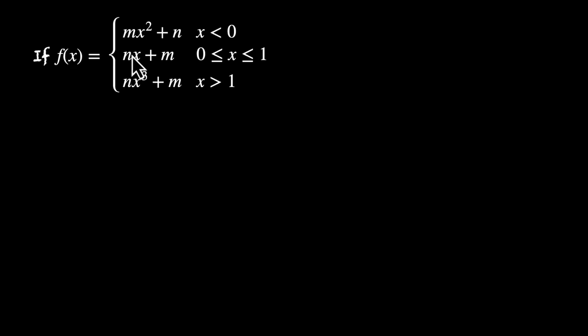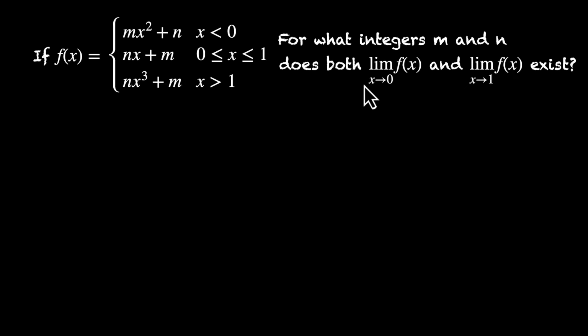Let's solve one last problem. If f(x) is defined as this: mx square plus n when x is less than 0, nx plus m when x is between 0 and 1, and nx cube plus m when x is greater than 1. Now for what integers m and n do both limit x approaches 0 f(x) and limit x approaches 1 f(x), both of these limits exist? Pause the video, try this out.